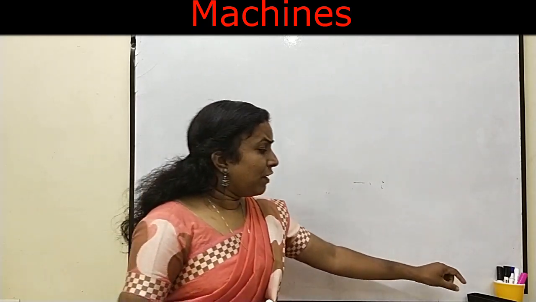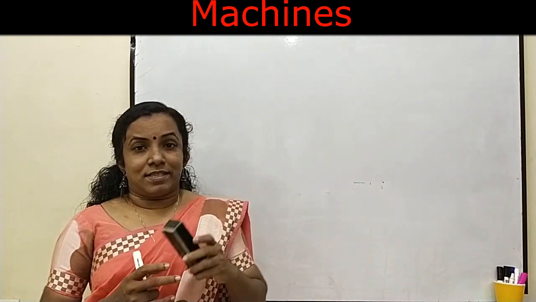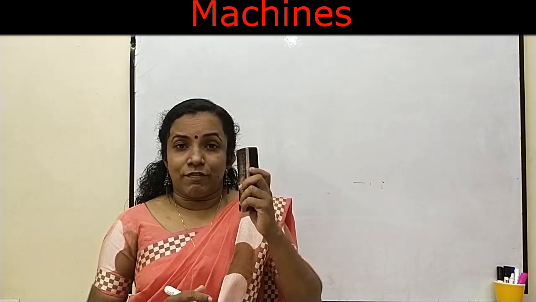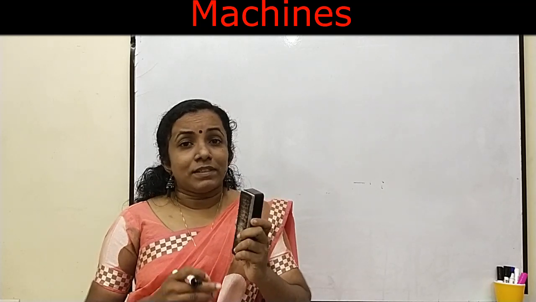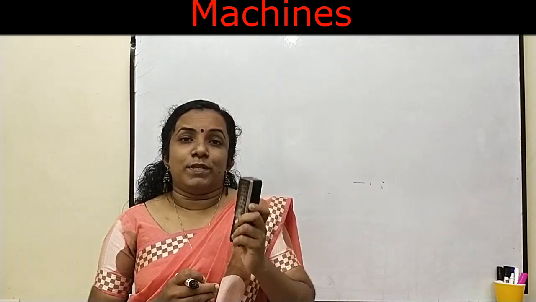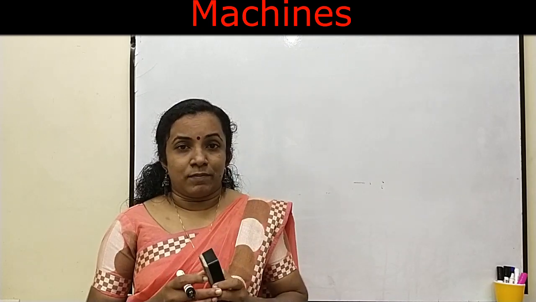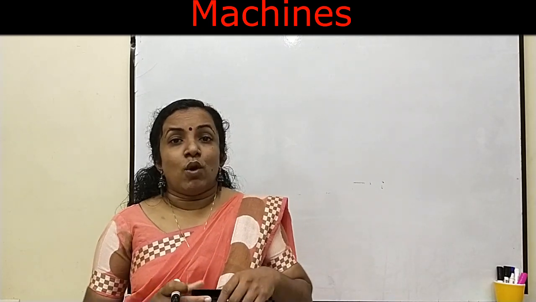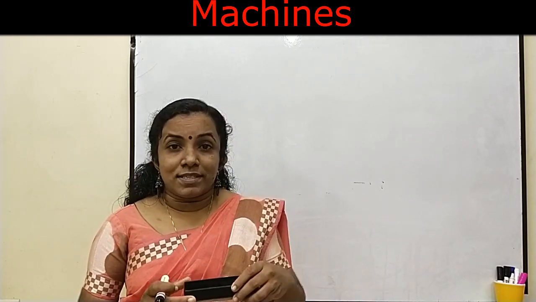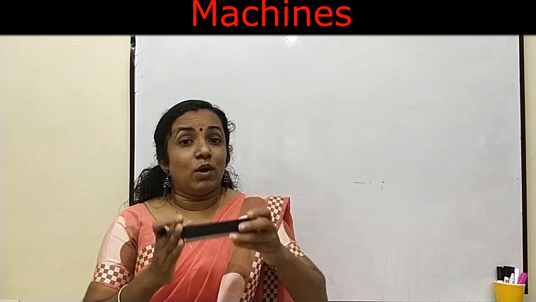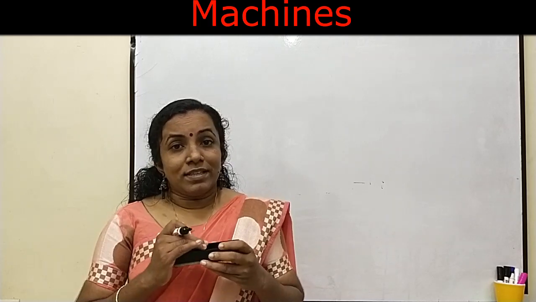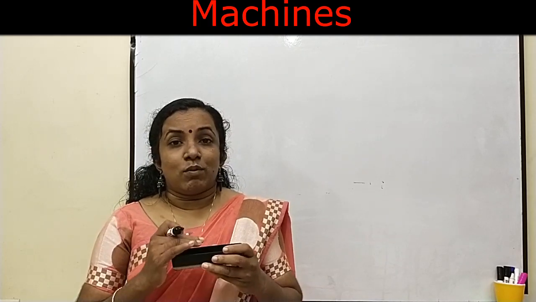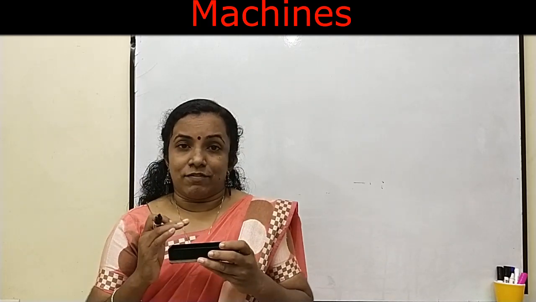Now, if I want to lift this duster, I have to give a force equal to the weight of the duster, and it should be in opposite direction of the weight. So I have to overcome the resistive force offered by the weight of the duster. Am I right? So in this case, the weight is the resistive force.